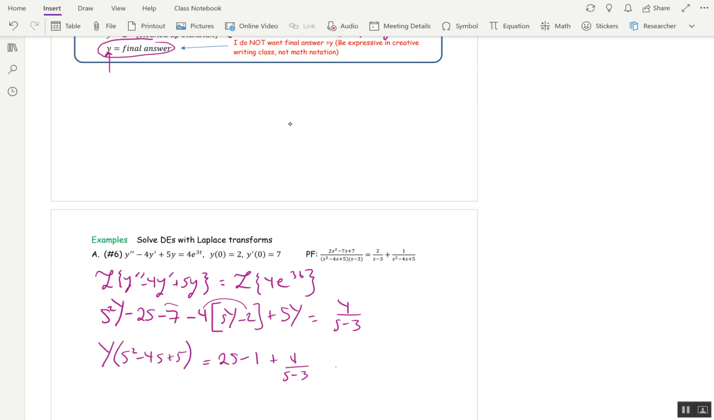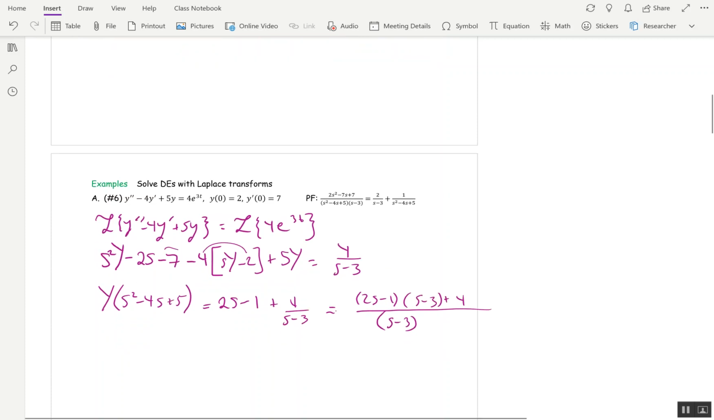Okay, let me write this as a single fraction. This is 2s minus 1 times s minus 3 plus 4. And the common denominator is s minus 3. Okay, divide both sides now by s squared minus 4s plus 5. And we get big Y equals, big fraction, on the bottom I'll have s minus 3 times s squared minus 4s plus 5. I'm trying to make my s's not look like 5s.